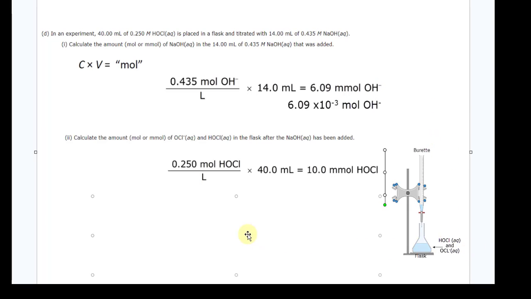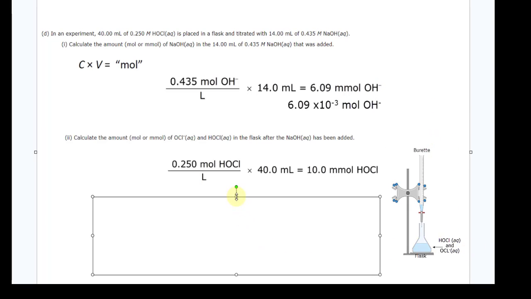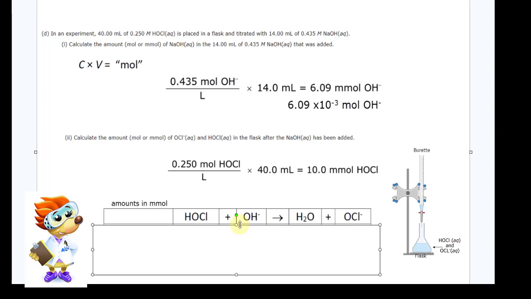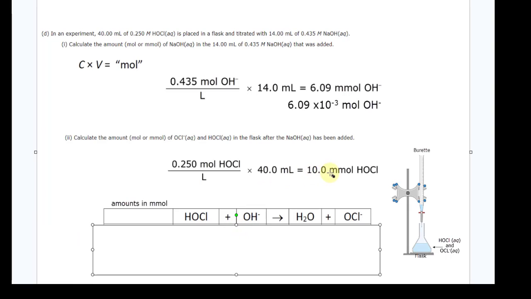So now is time for an ICE chart. Oh, I love ICE charts. Now we're going to keep the amounts in millimoles because I don't want to type in times 10 to all the time. This is going to make things easier, and this is why I love millimoles. Here's our reaction. We've got our 10 millimoles of HOCl that we had in the flask. We dump in 6.09 millimoles of hydroxide ion. Arrow. They completely react to make water and our hypochlorite, that's so happy as bleach.